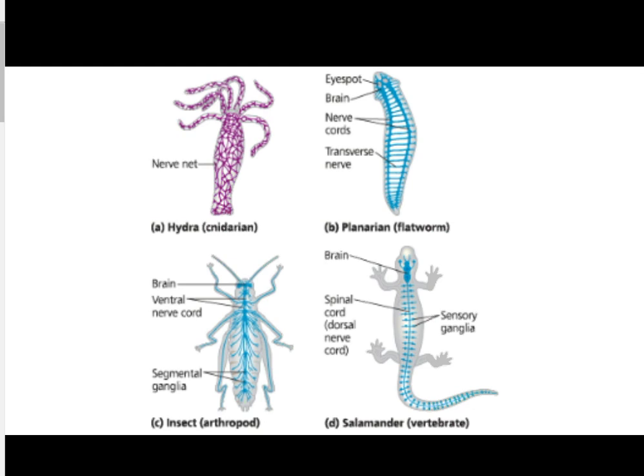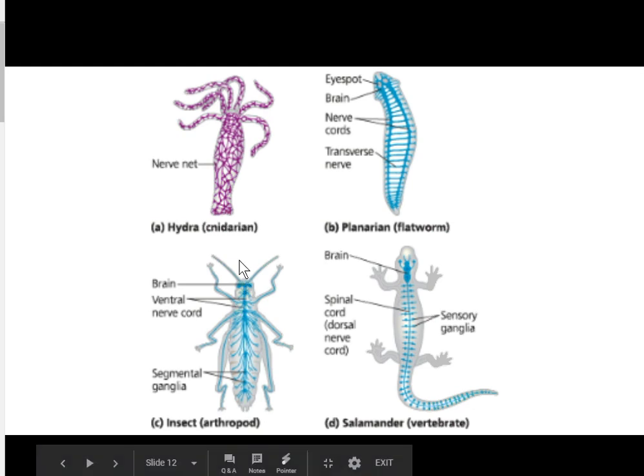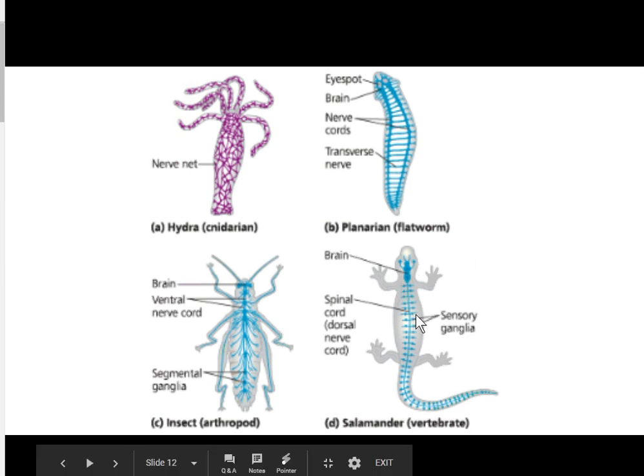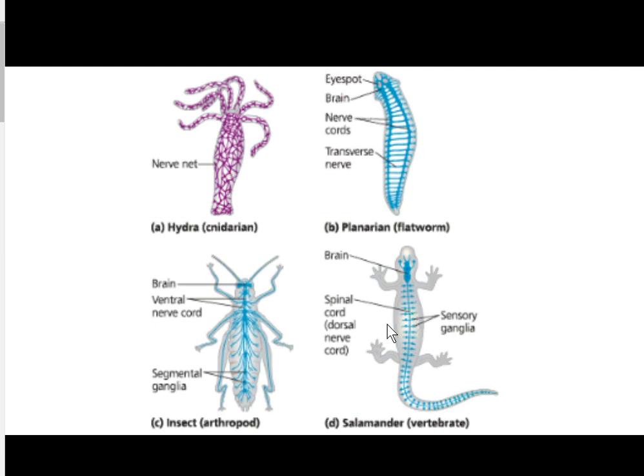Your insects now have a brain, a single nerve cord, and then ganglia, groups of concentrated nerve cells. And then we get into a salamander, a vertebrate: a brain, a spinal cord, definite ganglia, which are groups of neurons in one location.